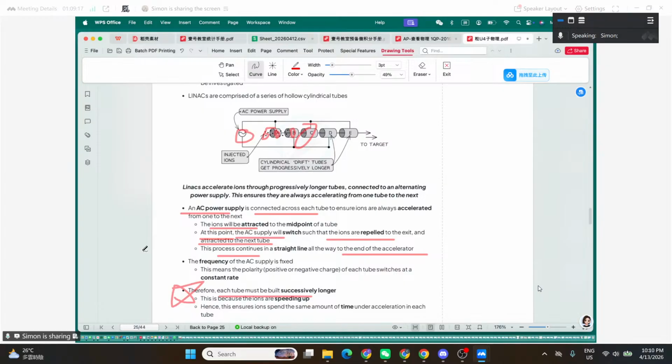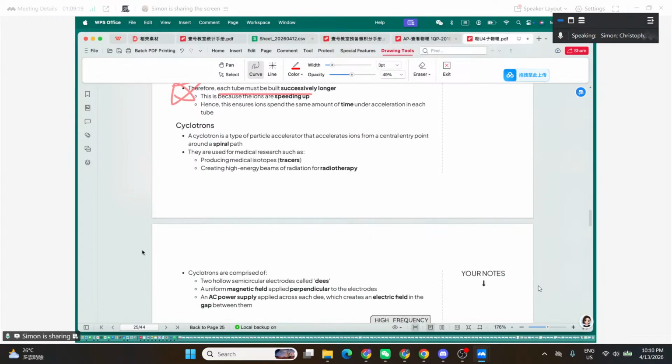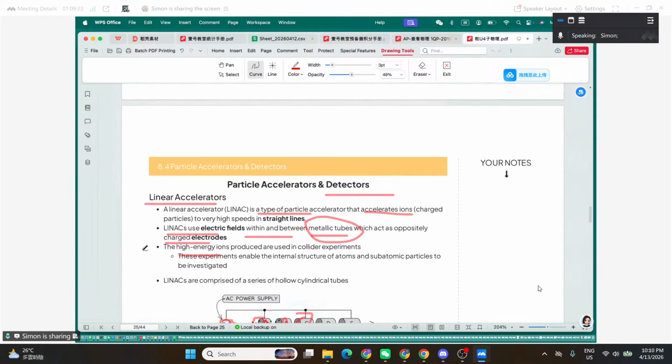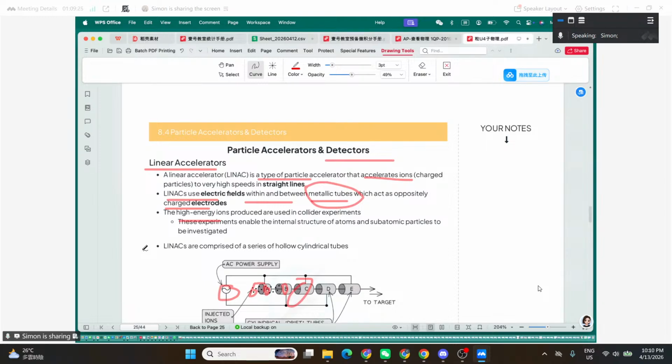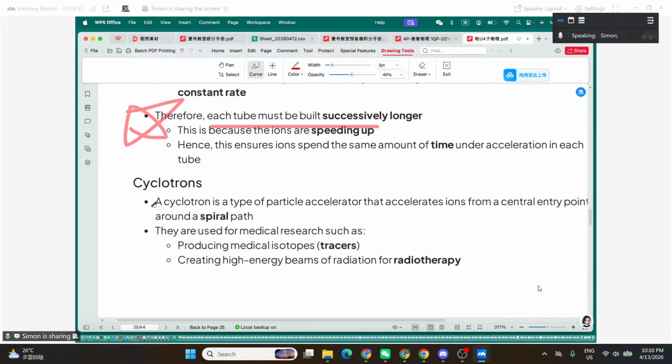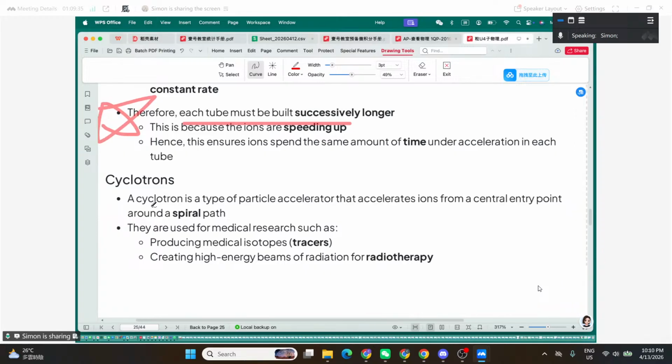Look at another. After the linear accelerator, we have another detailed process about particle accelerators. Here is another accelerator, that is a cyclotron. The cyclotron is another type of particle accelerator.